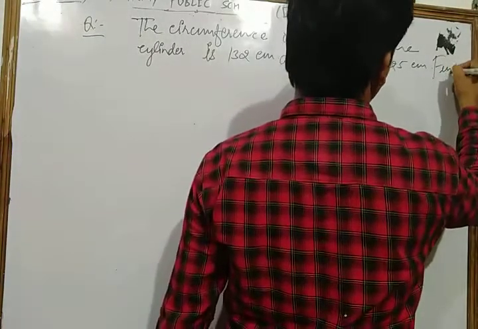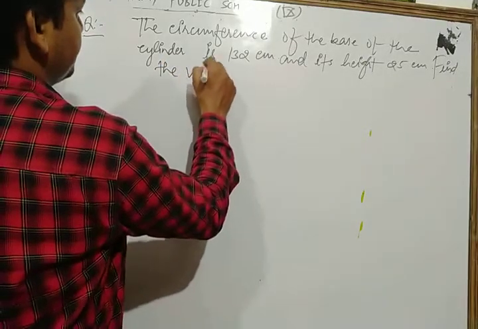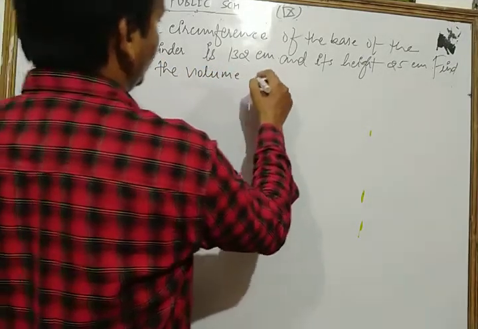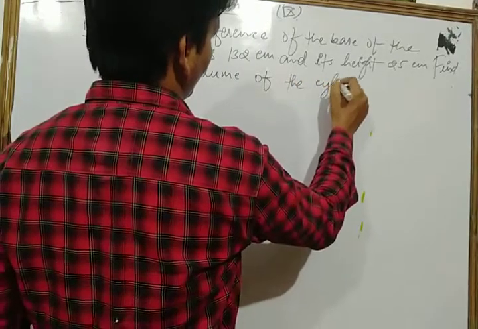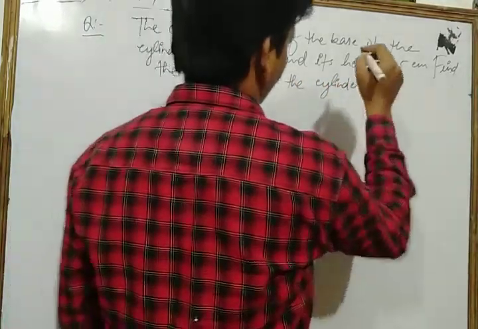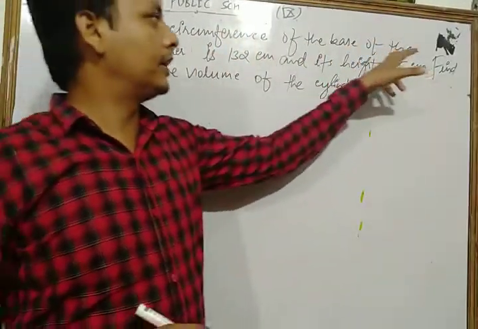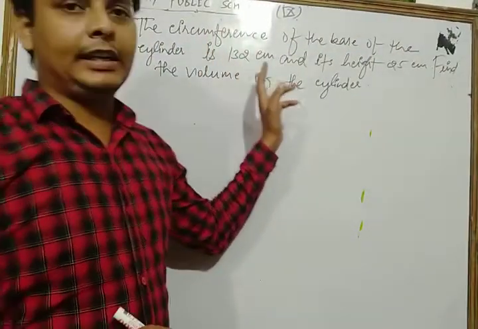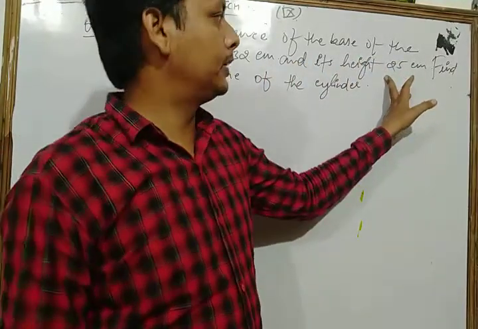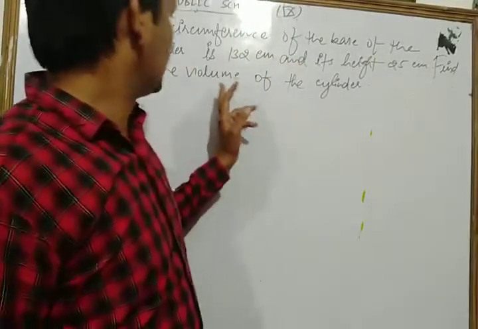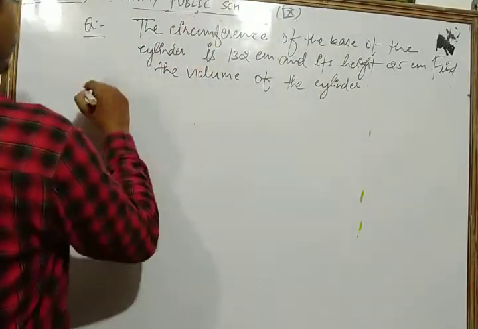Find the volume of the cylinder. This is your question. Let's see. The circumference of the base of the cylinder is 132 centimeter and its height is 25 centimeter. Find the volume of the cylinder. Okay, now let's see.